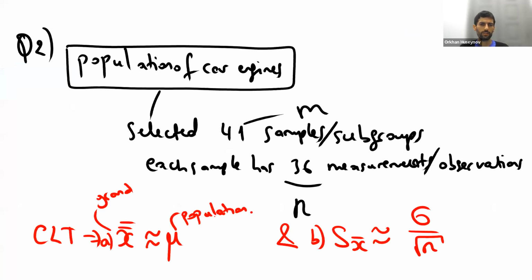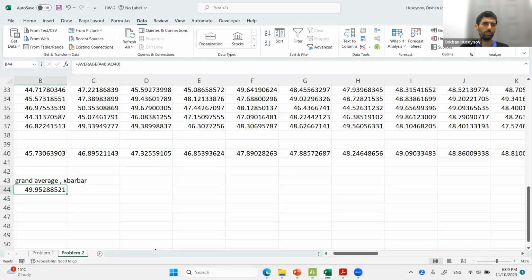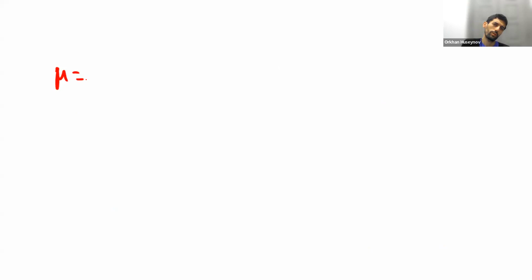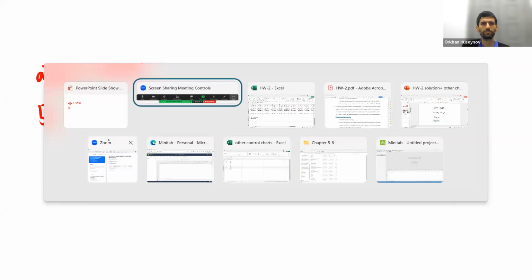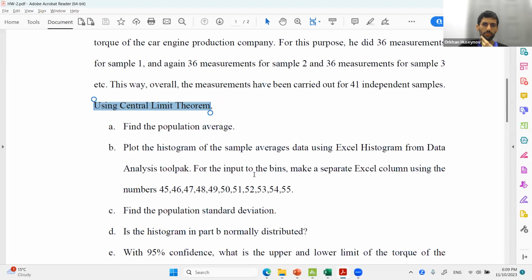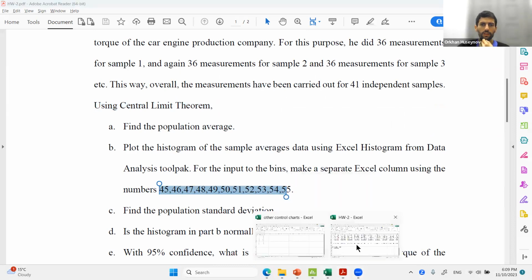The first part asks what the population mean is, and the population mean is the same as the grand average. So that will be 49.95. So mu will be approximately 49.95. This is part A. And then part B comes. Draw the histogram for this one, but we have to use the bins 45 to 55. Okay. Let's do that.